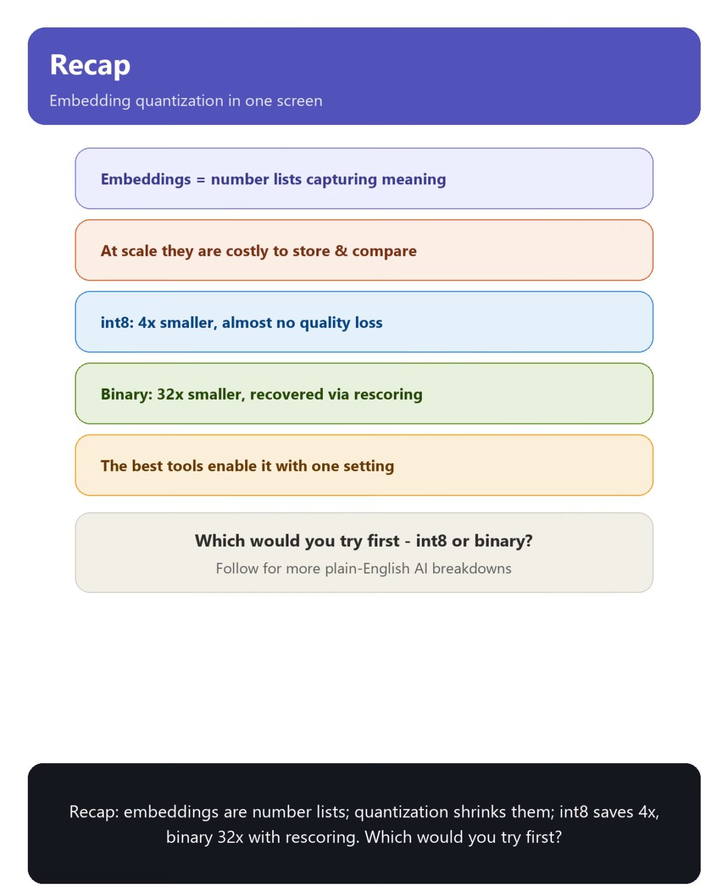Let us recap. Embeddings are lists of numbers that capture meaning, but at scale they are expensive to store and compare. Quantization shrinks them by using fewer bits. int8 gives you 4 times savings with almost no quality loss. Binary gives you 32 times savings, recovered with a quick rescoring pass. And the best tools do it for you with a single setting.